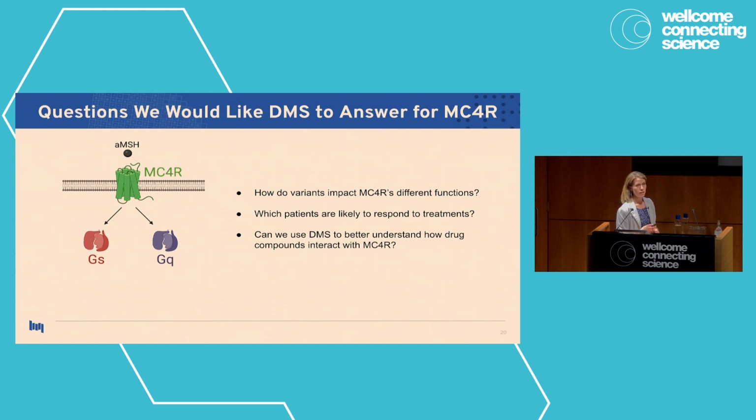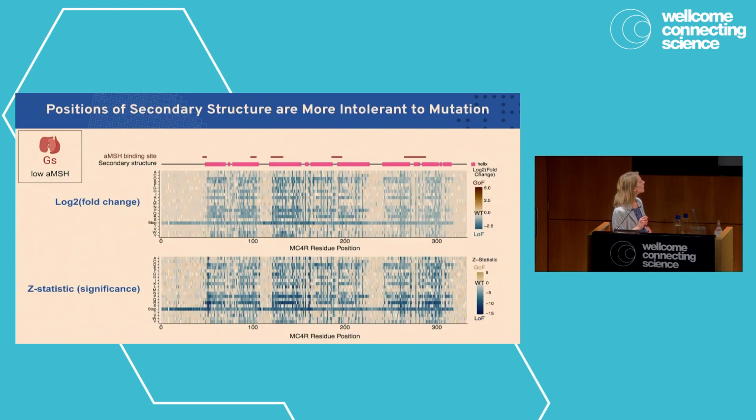The first question is, how do variants impact MC4R's different functions? The second is, which patients are actually likely to respond to a treatment? And the third is, can we use DMS to better understand how drug compounds actually interact with MC4R? So first, how do variants impact MC4R's different functions?